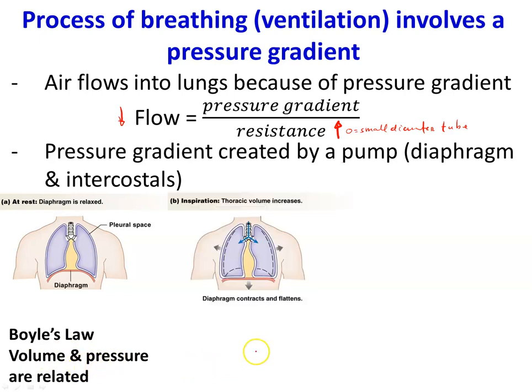I'm going to show you. Now, look at just what happened here. When I contract, the diaphragm goes straight. Okay, you see the original where it was? Yes. And then it contracts and it flattens. And what's happening here is it increases the thoracic volume.